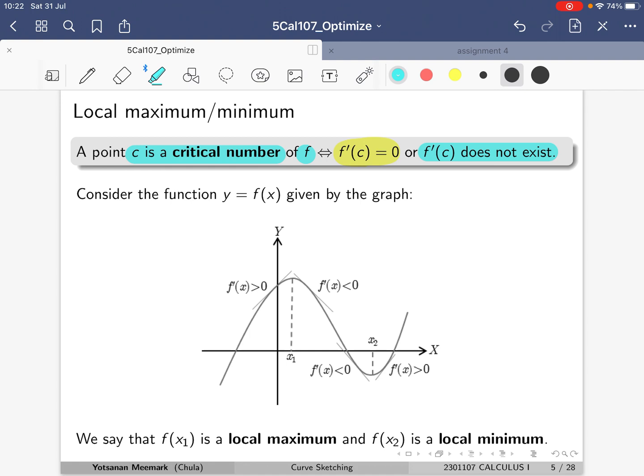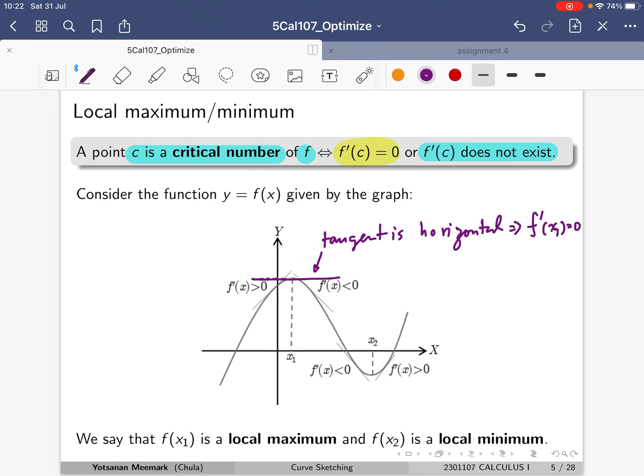If you look at the graph, this one is one of your critical numbers. Why is that? Because your tangent line is horizontal. By horizontal, it means that your f prime at this point equals 0. This one as well, you see, is another point where the tangent is horizontal. So f prime at the point x2 equals 0 as well.